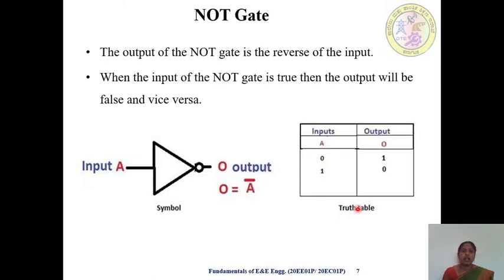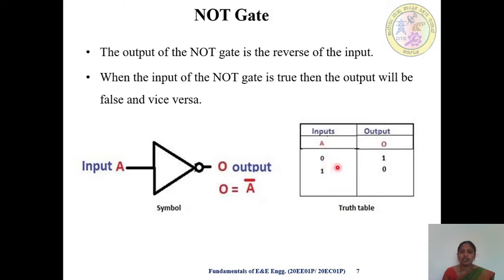Next is the NOT gate. The NOT gate has only one input and one output. This is the symbol of the NOT gate, and the expression is the complement of the input. So O is equal to, here the input variable is A, so the output is A bar. O is equal to A bar. The NOT gate has only one input and one output. So the truth table is, the input is A, the output is O.